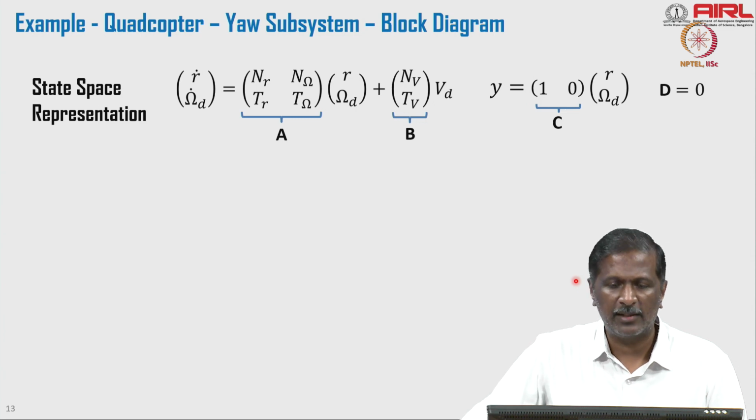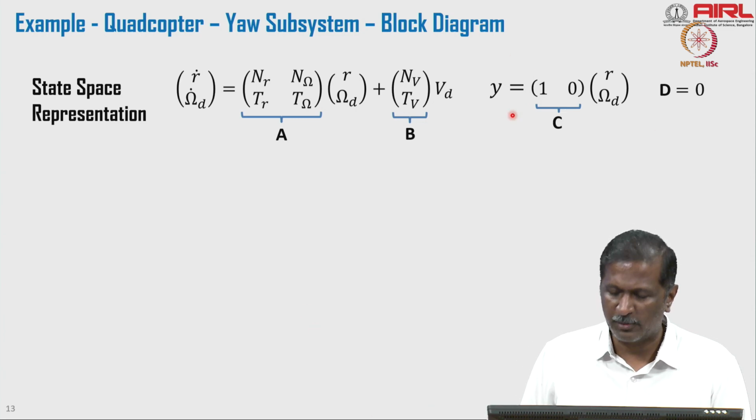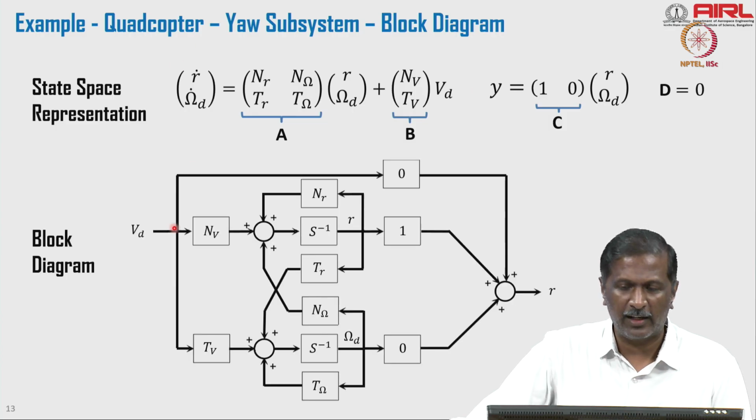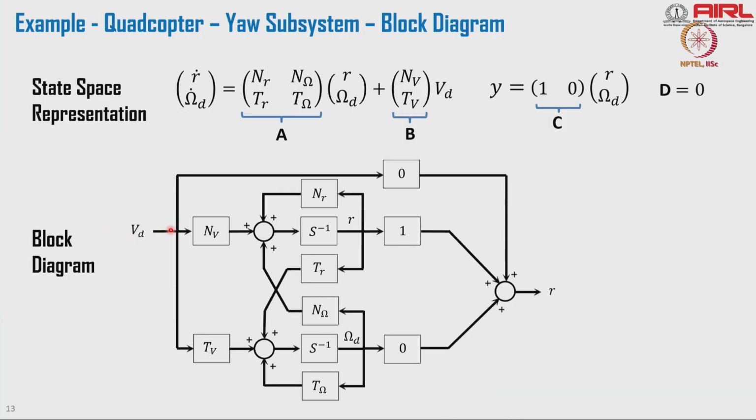I can represent them in a nice state space form, but I can also represent them in a nice block diagram. If you look at how my input multiplied by Nv is coming in, and it also depends on Nr r and N omega omega d, that goes into the integration. Well, that is my r dot equation. If I integrate, I will get r, and that is my output.